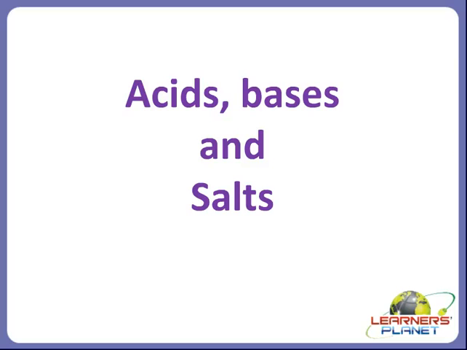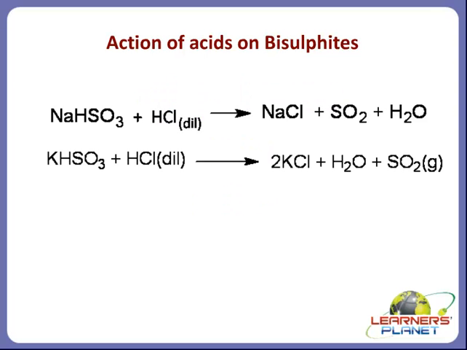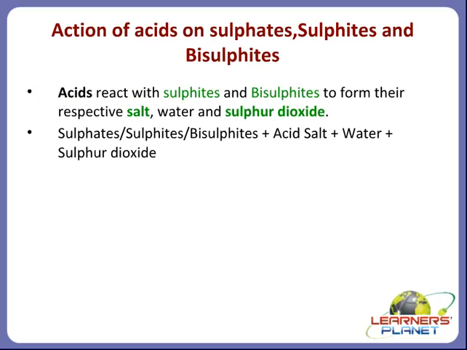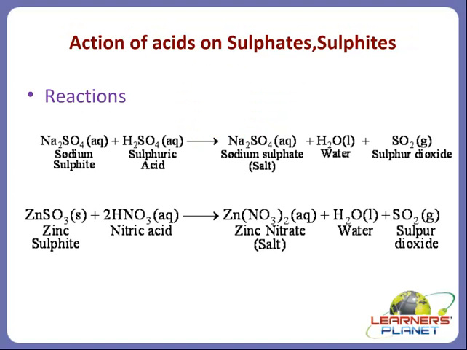In our last session, we discussed the properties of acids, about its reactions with carbonates, with sulfides, with bisulphides. Sorry, I didn't discuss the chemical reactions. I just told you about the reaction of metals with their sulfates, sulfides and bisulfides, right? So here it is giving you salt, water and sulfur dioxide. Now let's take a few reactions of this.